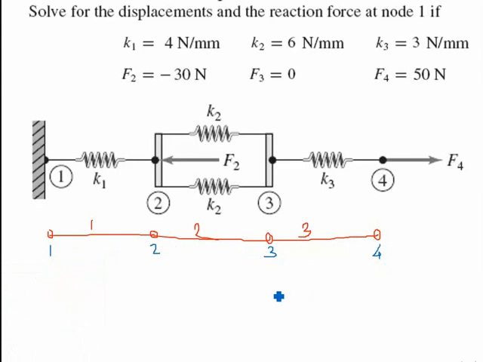Next, the stiffness of the first element is K1. It is a spring, therefore it is K1. And the stiffness of the second element, can anyone tell what is the stiffness of the second element?